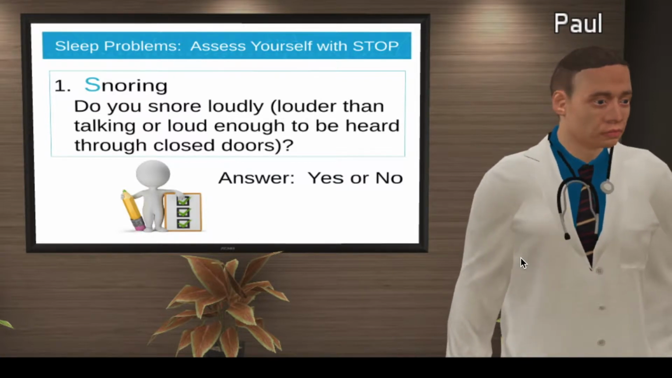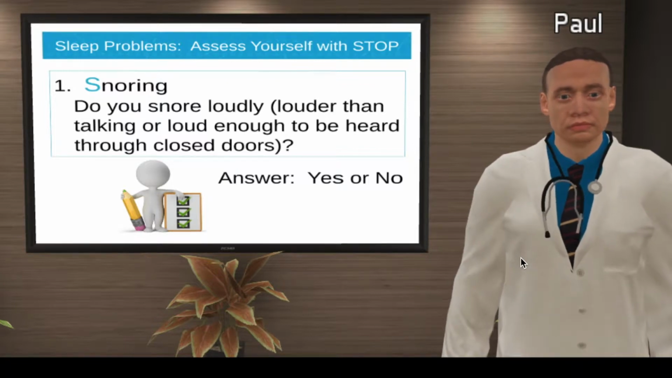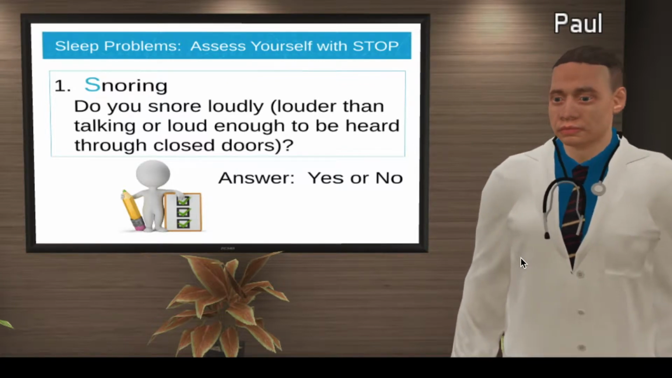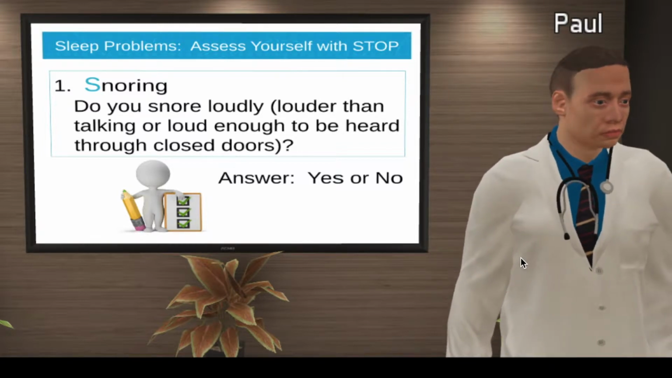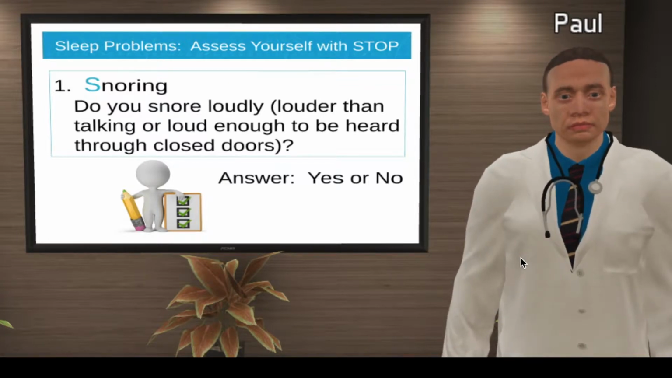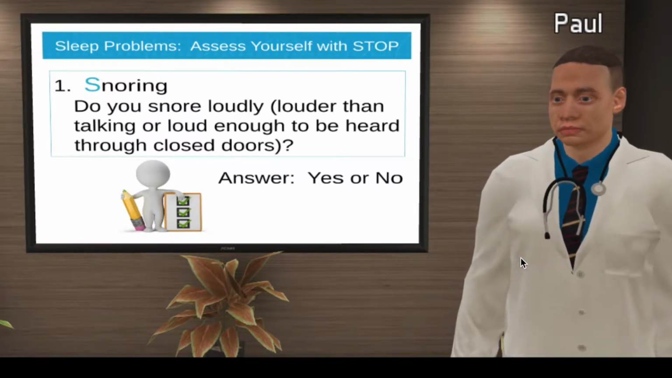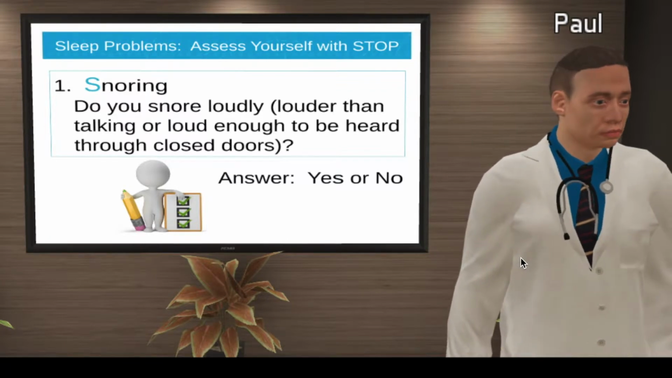This is a very simple questionnaire called STOP. It only has 4 questions, yes or no, and it will take about 1 minute to complete. So write your answers down on the pad of paper you took out from part 1. There are just 4 questions. Question number 1, do you snore loudly? That would be louder than talking or loud enough to be heard through a closed door. Answer yes or no.